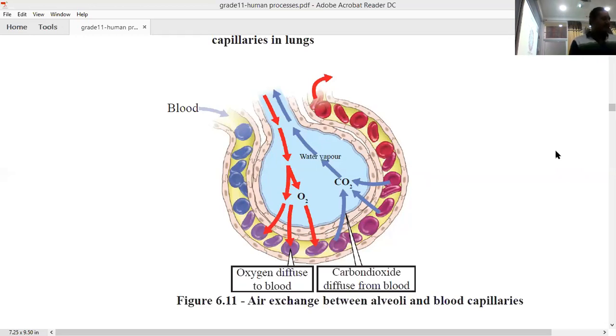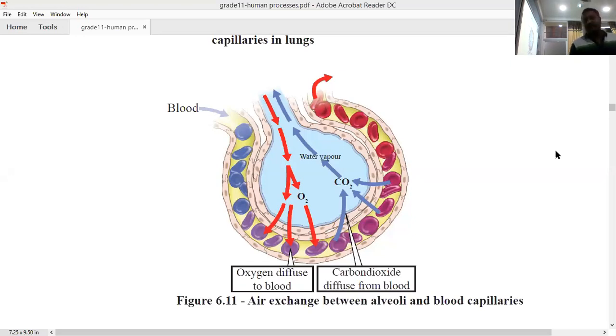Then the next question asks, what is the respiratory surface of man? The walls of alveoli. That is considered the respiratory surface of humans.